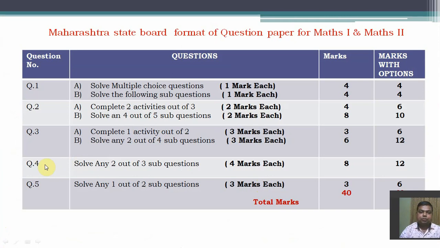Now see question number 4. Solve any 2 out of 3 sub questions, 4 marks each. You have to score 8 marks for question number 4. Marks with option are 12 marks. Here 3 sub questions will be asked and you have to attempt any 2 questions correctly to score 8 marks.